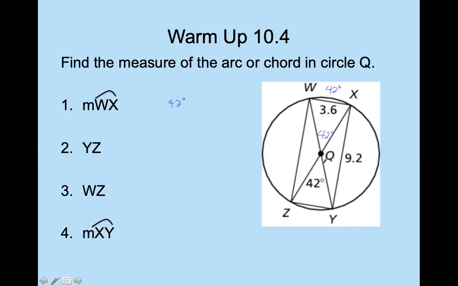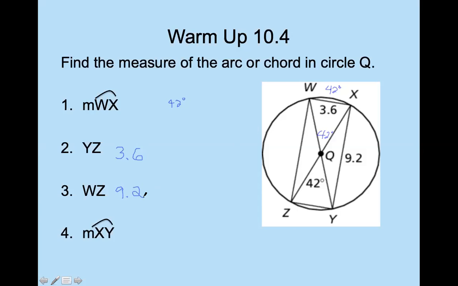And if it's a rectangle, then the opposite sides are going to be congruent. So to figure out the side ZY, I would just look across and say, well, it's got to be the same as WX. And so it would also have to be 3.6. Similarly, if I'm trying to find the length of WZ, this side of the rectangle would have to be the same as its opposite side. And so WZ would also have to be 9.2.